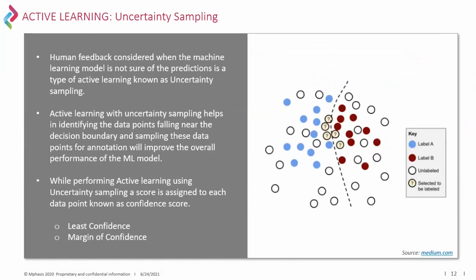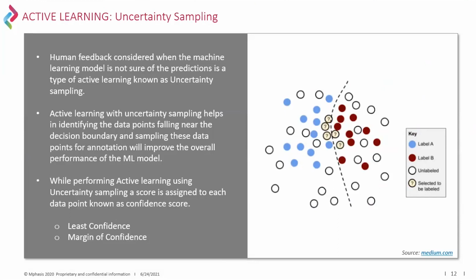So this active learning technique is useful when the machine learning model is uncertain or not confident enough to make a prediction. And if human feedback is provided in such a case, the overall accuracy of the model can be improved. So active learning with uncertainty sampling helps in identifying the data points for which the model is uncertain to make confident predictions. As you can see, the diagram on the right depicts a binary classification machine learning problem with two classes.